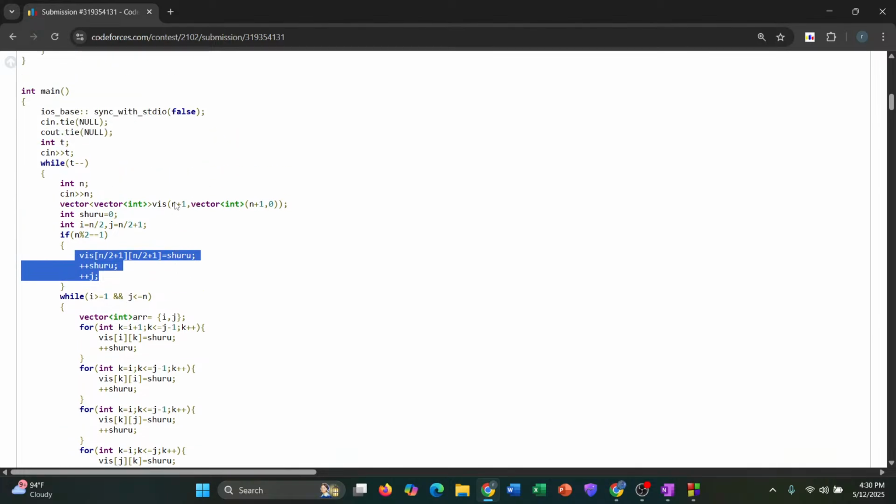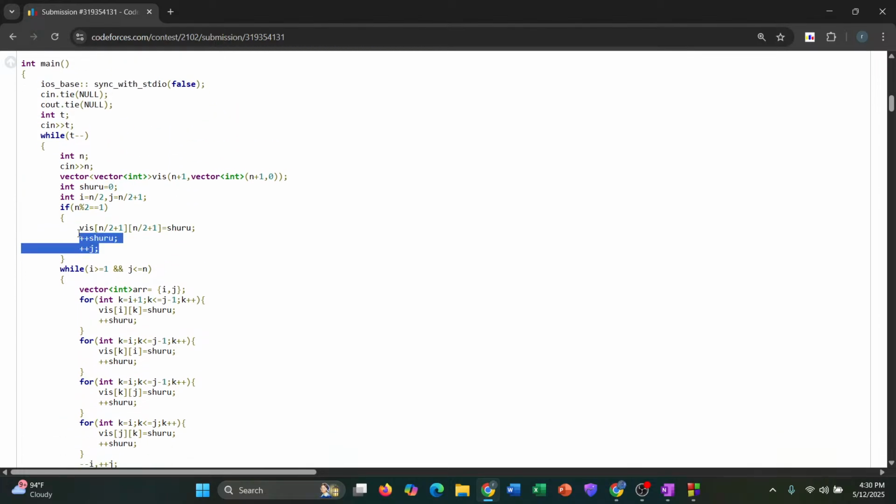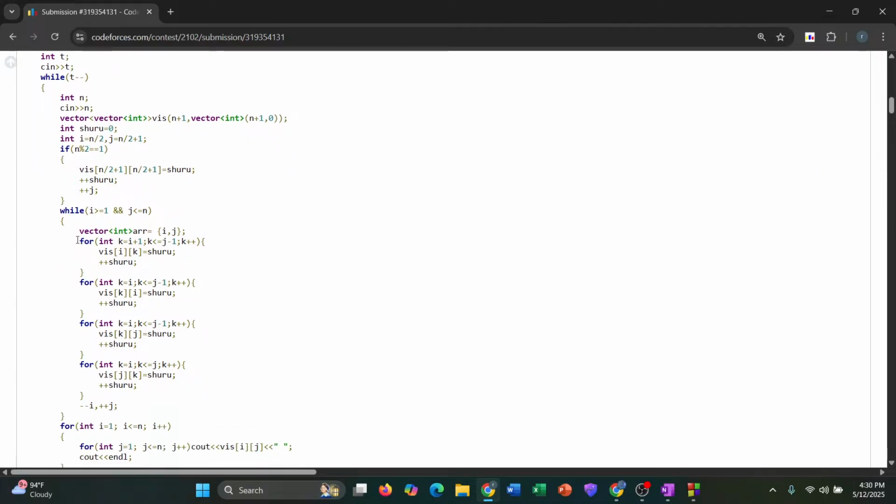So this is how I code the spiral pattern of a grid. The middle element will be 0, right? Then it goes in a spiral pattern like this. This for loop covers this part.